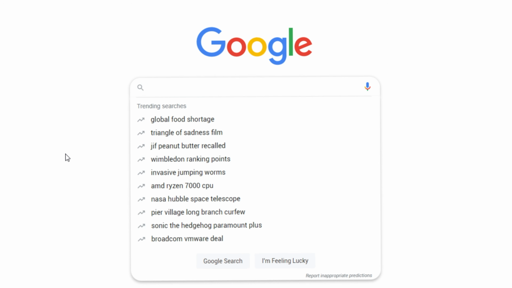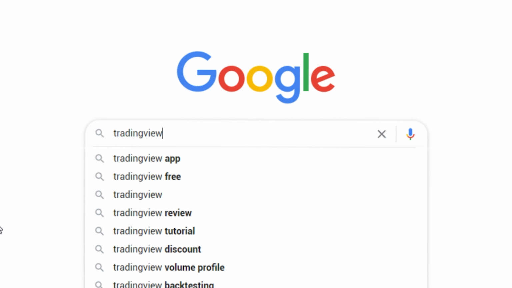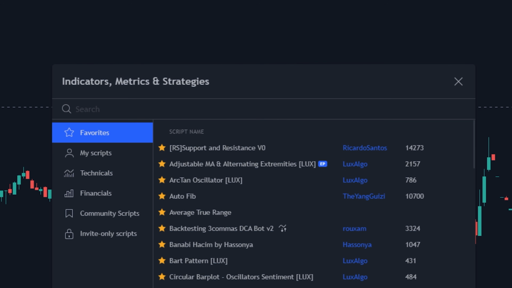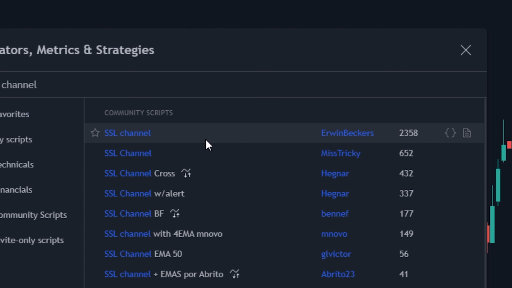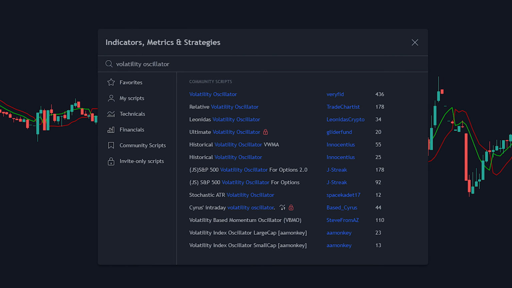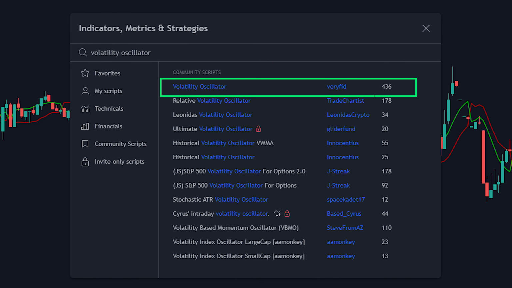To first get started, we have to hop on TradingView. If you don't have it already, I'll leave a link in the description. First, you're going to want to go to the indicators tab, type in SSL channel, and add this one right here. The second indicator is the Chaikin money flow indicator. Then the third and final indicator is a volatility oscillator.